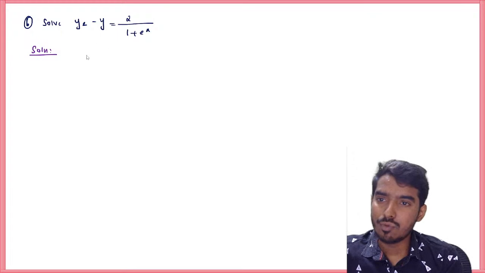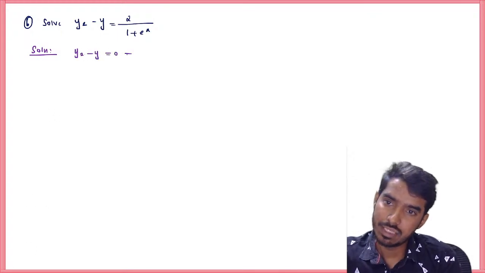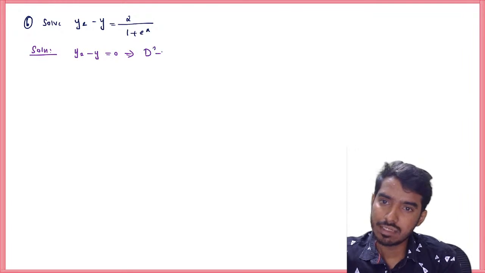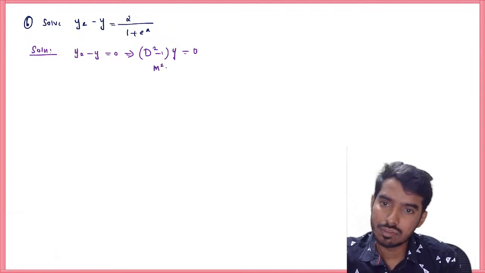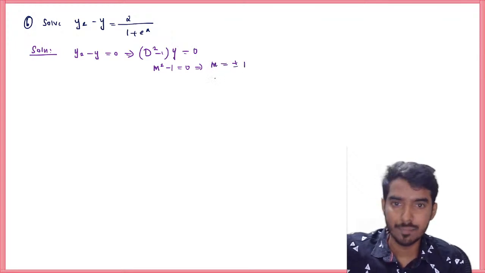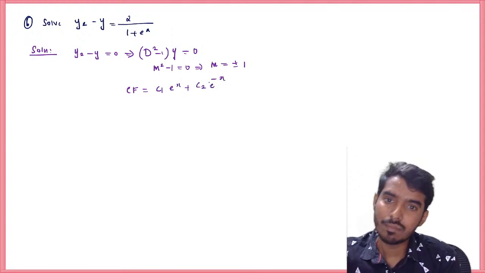So put R to be 0. So we have y'' minus y is equal to 0. This is the same as (D squared minus 1) y is equal to 0. So that means your auxiliary equation is m squared minus 1 is 0. So m is equal to plus or minus 1, right? Therefore, your CF is C1 e power x plus C2 e power minus x.